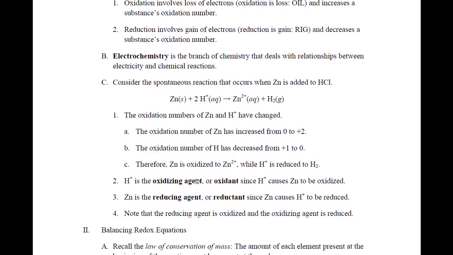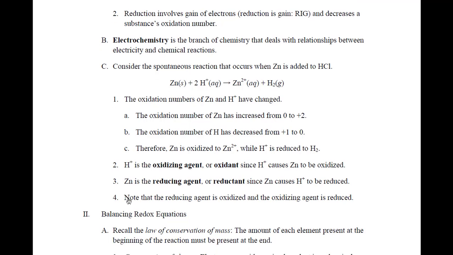Now, the word agent is simply a word that means acting on behalf of. And so the hydrogen ion is the oxidizing agent because it is causing the oxidation of the zinc. It's acting on behalf of the zinc for oxidizing. Another term for that is oxidant. So H plus is the oxidizing agent or oxidant, since the H plus causes zinc to be oxidized.